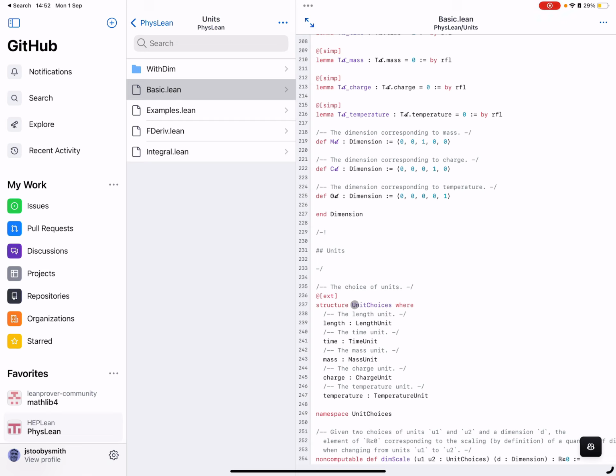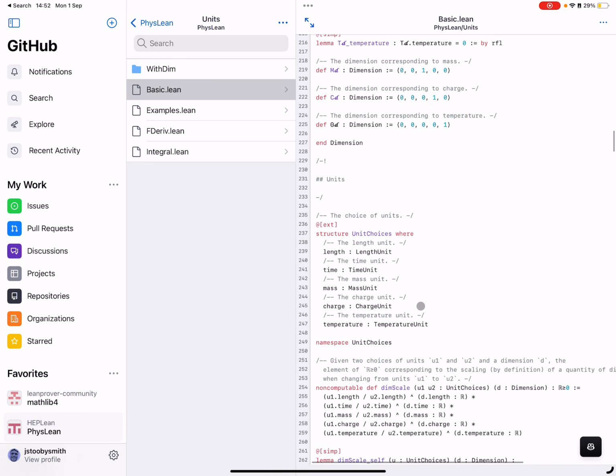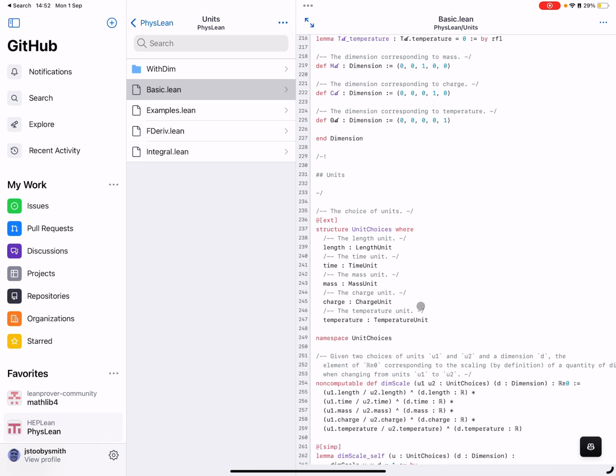So this unit choice thing is the thing that is going to tell you what choice of units you are using. So it is a structure. A term of this type corresponds to a choice of a length unit, a choice of a time unit, a choice of a mass unit, a charge unit, and a temperature unit. So an object is dimensionful if it depends on such a choice of units in a given way, and we'll get onto that in a second.